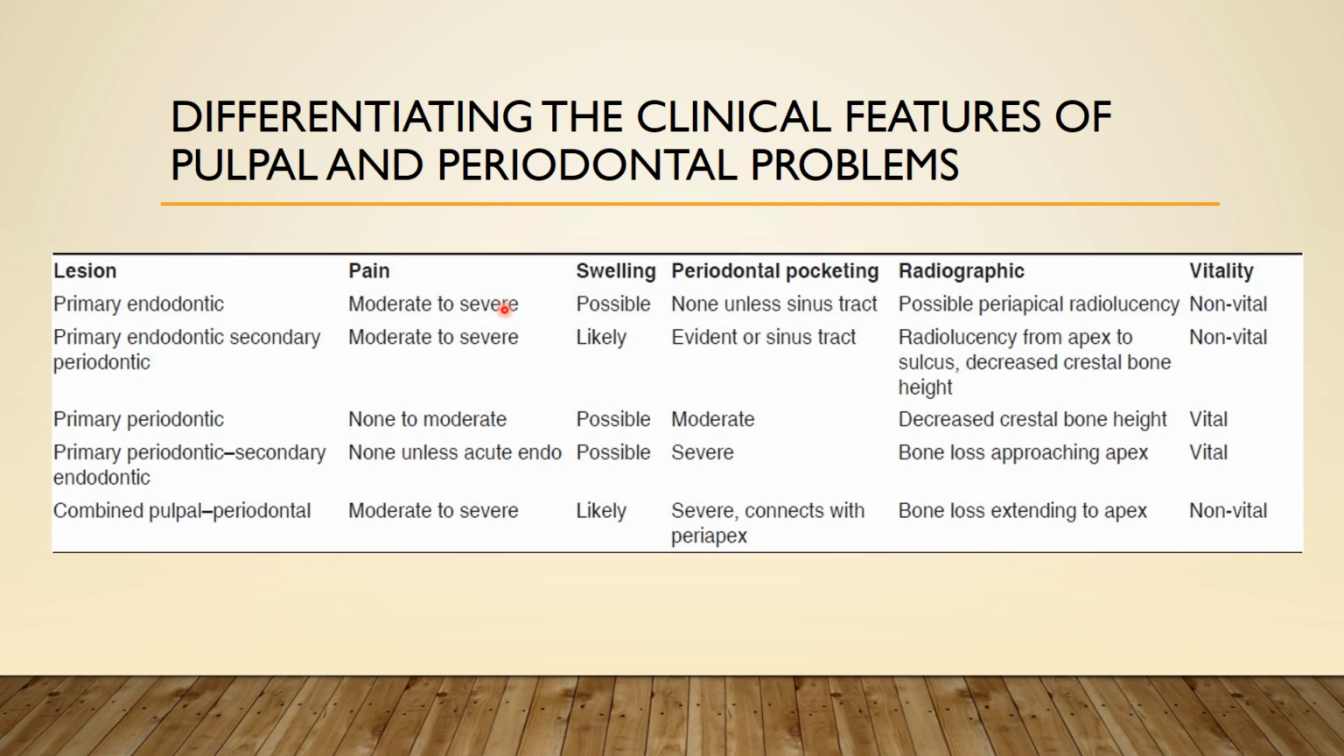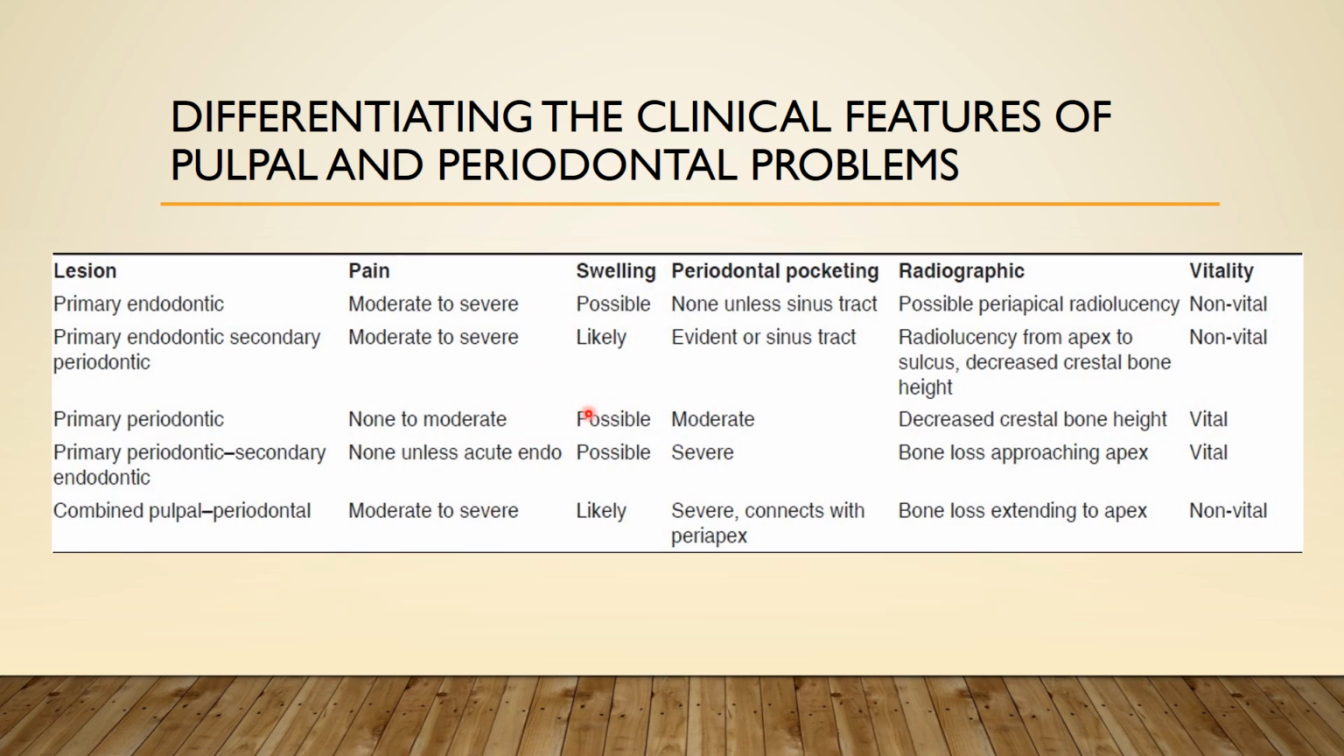The first one is primary endodontic. The pain will be moderate to severe. And in primary endo secondary perio, there is also moderate to severe pain. The periodontal involvement will always be moderate, and anyway, compared to endodontic, it will be less. In the combined pulpal and periodontal lesion, the pain is also moderate to severe.